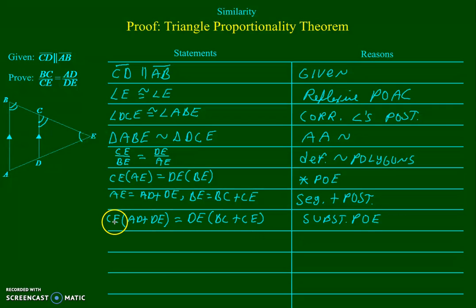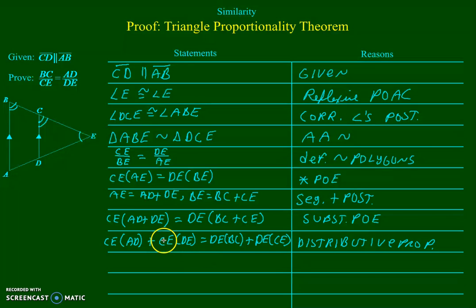Now if you'll notice, if we distribute the CE throughout these two and distribute the DE throughout these two, we're going to have a CE times DE on this side of the equal sign and a CE times DE on this side of the equal sign. That's going to give us something that we can subtract out, and we're going to have a proportion that's going to look similar to this. Let's go ahead and distribute these terms.